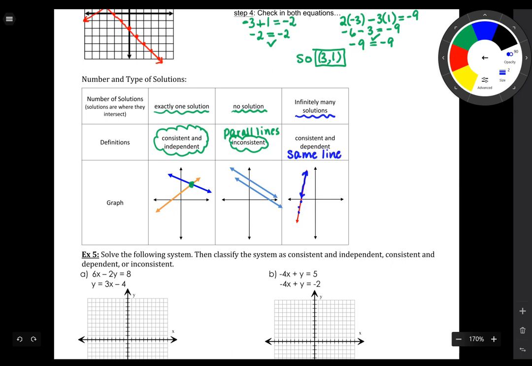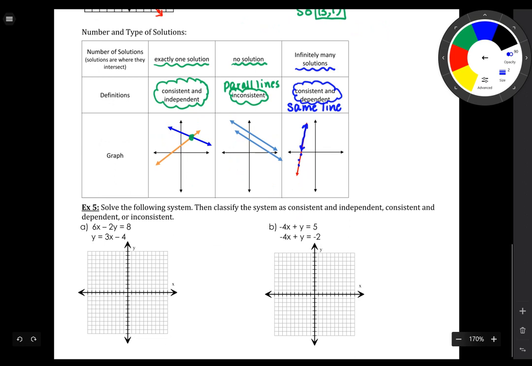I don't know if I said consistent independent. I meant consistent dependent. I guess you can think of it that way, as one line is dependent upon the other line for it to be the same. So same line means dependent on one another. That's the only one that's dependent. If it has no solution, it's inconsistent.